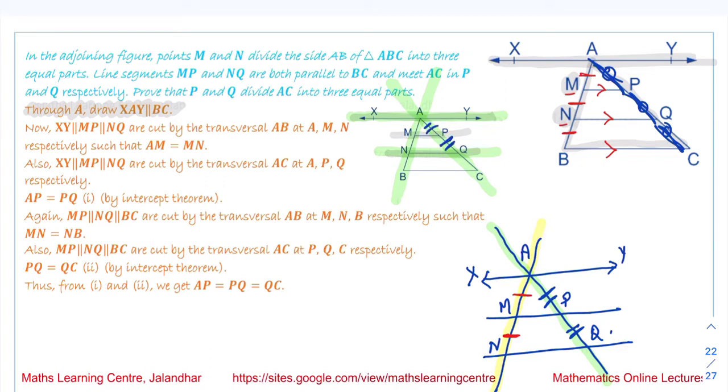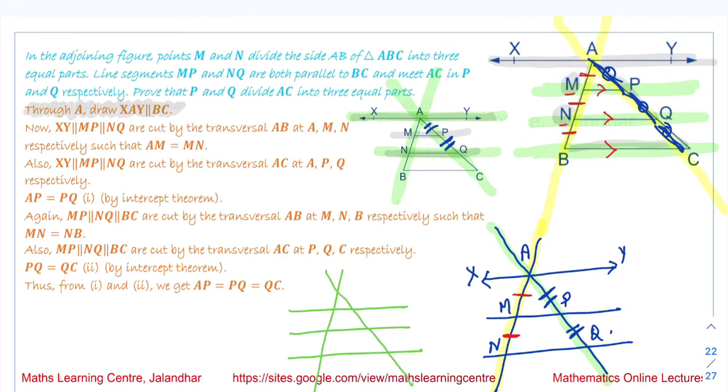Next, if we consider three parallel lines again, one is the line PM, second is NQ, and third is BC. For these three lines, AB is the transversal and AC is the transversal. So I am drawing these three lines again over here. These are the three lines we are talking about, and these are the two transversals.